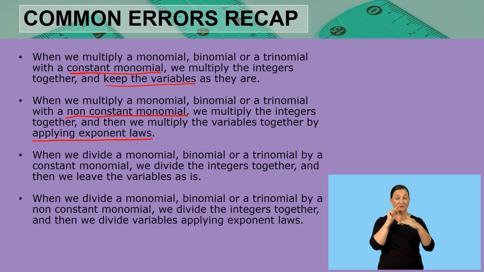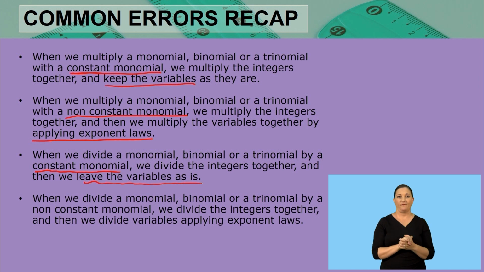When we divide a monomial, binomial, or a trinomial by a constant monomial, then we divide the integers together and then leave the variables as they are. So the same thing that applies to multiplication as well. And then lastly, when we divide a monomial, binomial, or a trinomial by a non-constant monomial, then we divide the integers together and then we divide variables applying exponent laws. Remember, when we are dividing the same base, then we subtract the exponents.